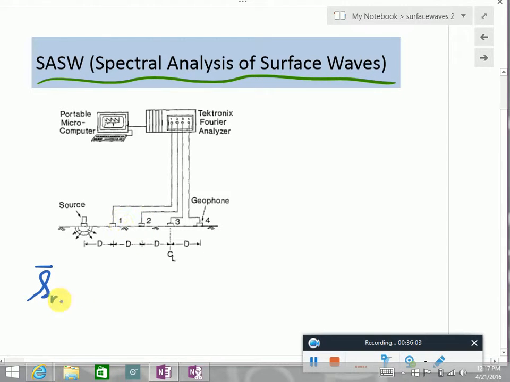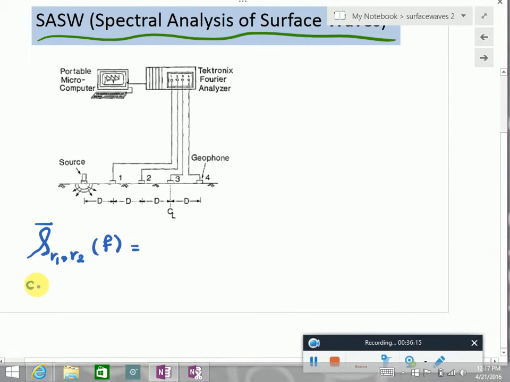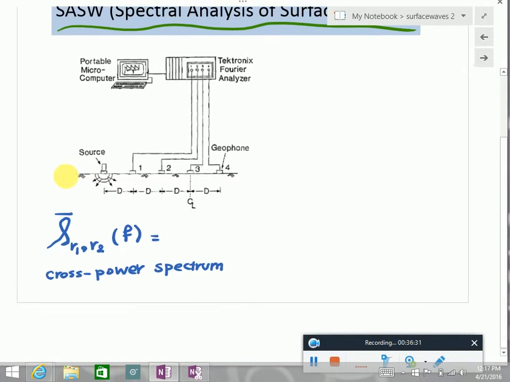let's say we consider two receivers, receiver 1 and receiver 2. I'm sorry, what is that? Is S for the source? It is cross, I write it down, it's cross power spectrum. What's the symbol? S. I'm just using the same symbol Sohail is using, so that when you read the paper, it's the same thing. This bar on top of it is the average.